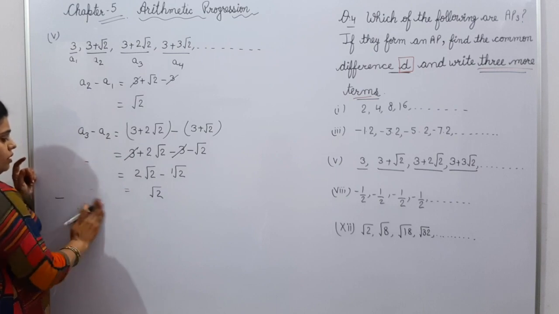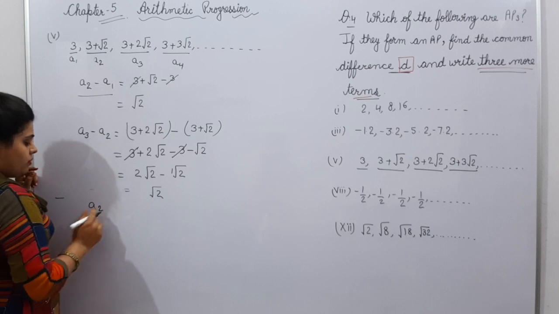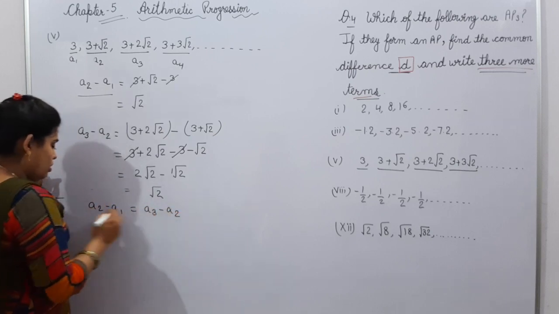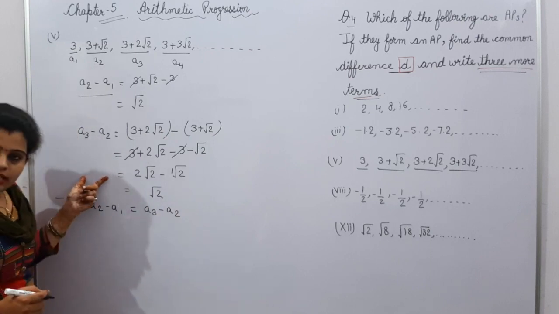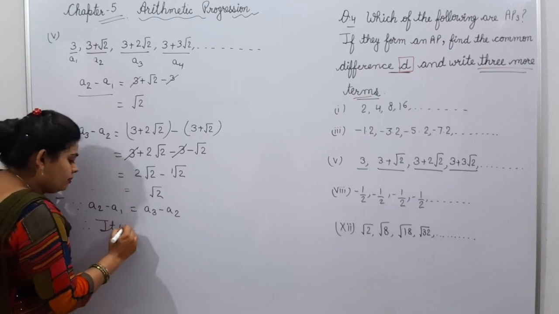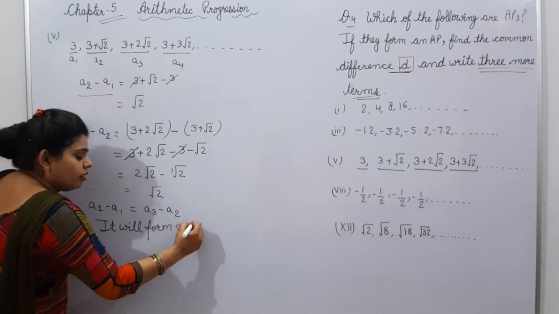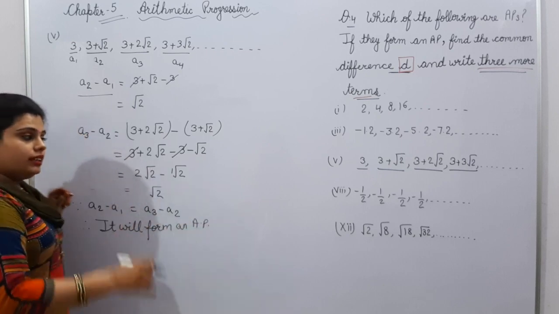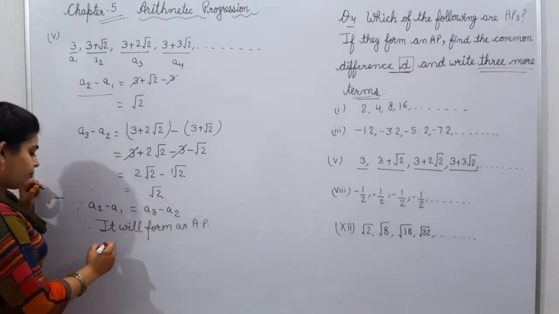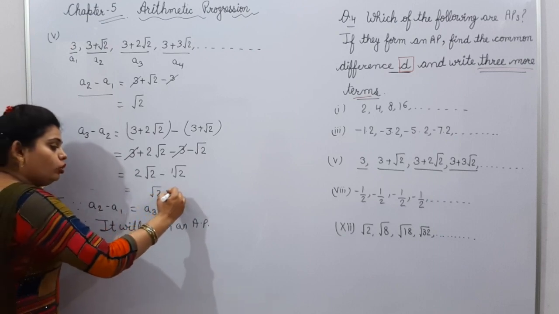Now what are we getting? A2 minus A1 is equal to A3 minus A2, because these differences are the same. So what will we write? It will form an AP, means arithmetic progression. This sequence will be in AP. Now what do we have to find, beta? Common difference. What will be the value of D? Root 2.